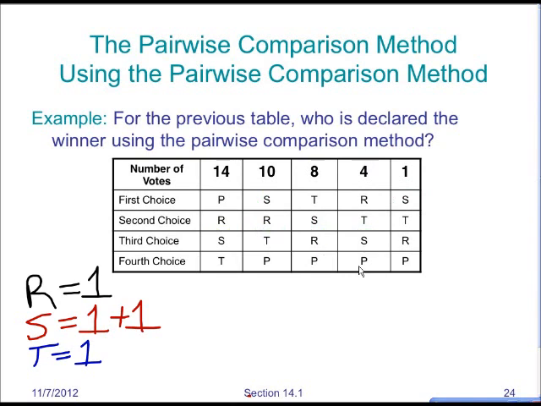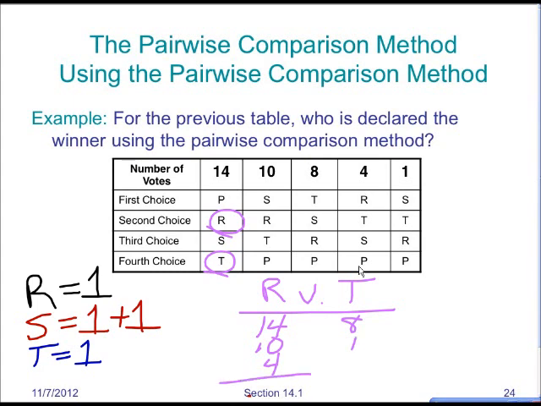Now we have to compare Rita with Tim. Rita versus Tim. So Rita gets 14. Rita gets 10. Tim gets 8. Rita gets 4. And Tim gets 1. So we've got 28 people for Rita, 9 for Tim. So more people like Rita than Tim, so we're going to give Rita 1 point.